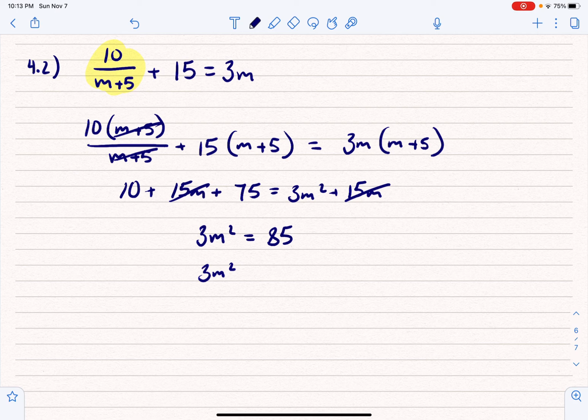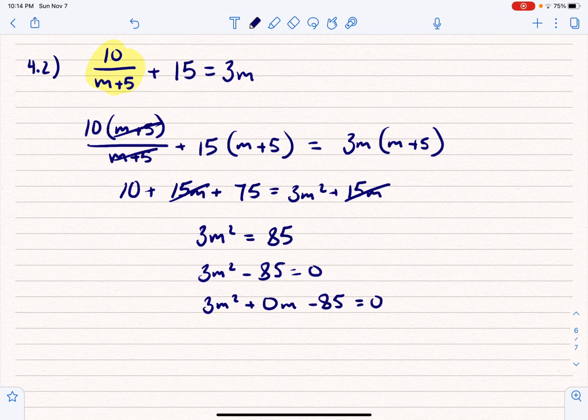15m, yeah. Just want to make sure I was looking at this right. Minus 85 is equal to 0. This is real hideous at this point, but, you know, c'est la vie. Honestly, I'd use the quadratic formula to solve it, realizing that this is the same as 3m squared plus 0m minus 85 equals 0.